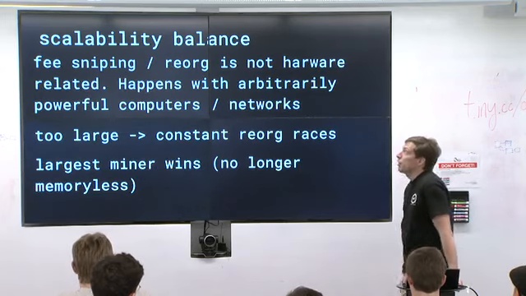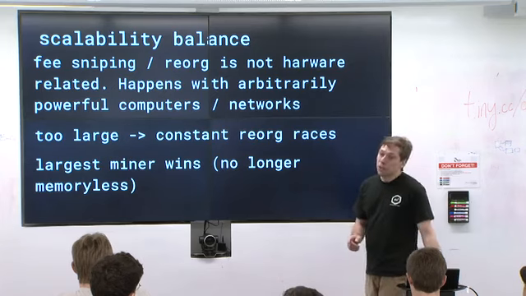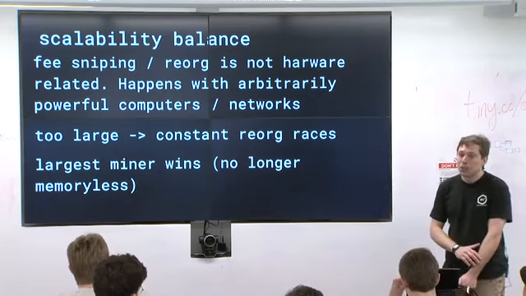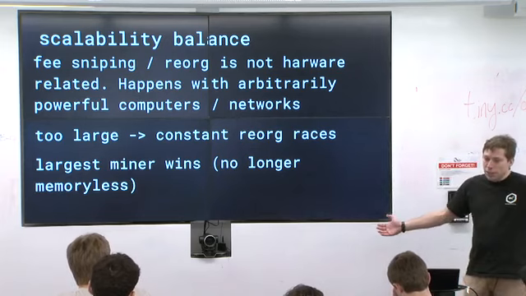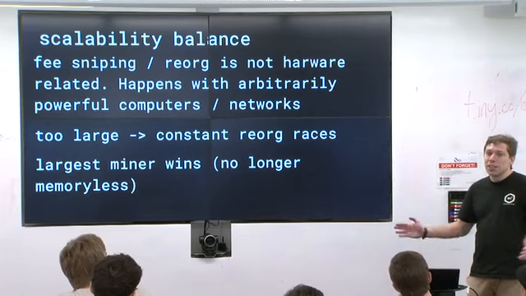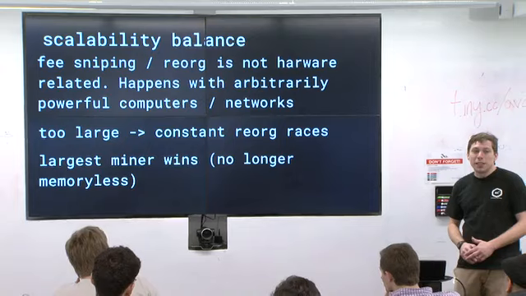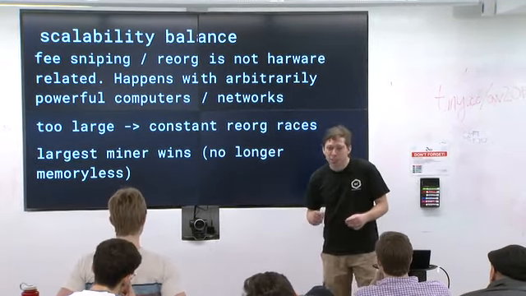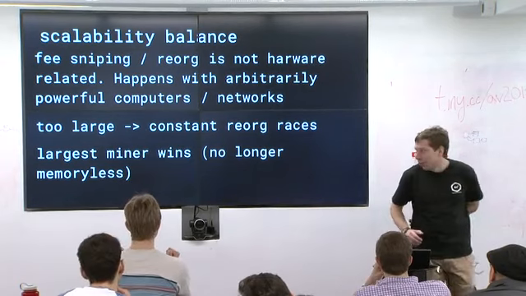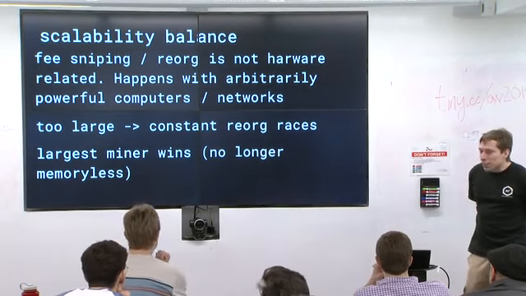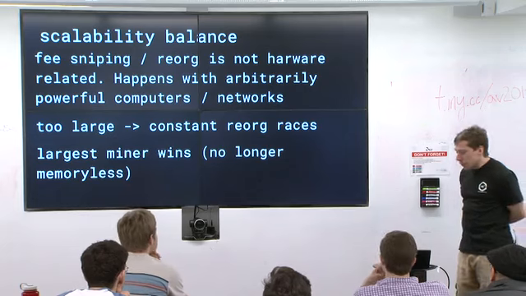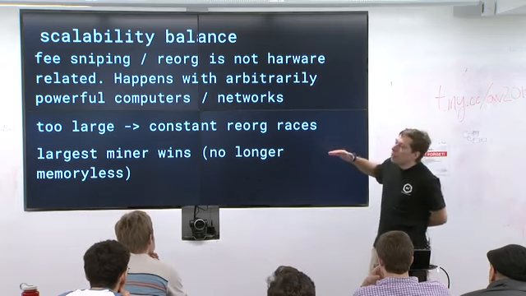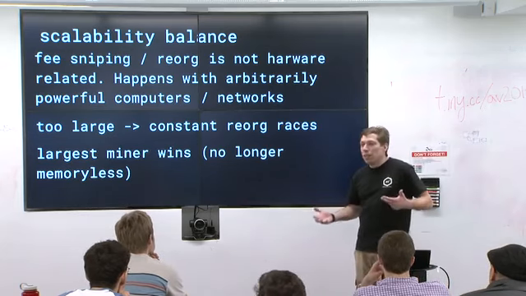However, the long-term fee sniping thing is not hardware related, right? Even if you had perfect computers, where this network can send any amount of data instantly and we've got unlimited hard drive space, computronium, a theoretical maximum computer, so that the hardware limits are not a limit at all, you still have to balance the block size.